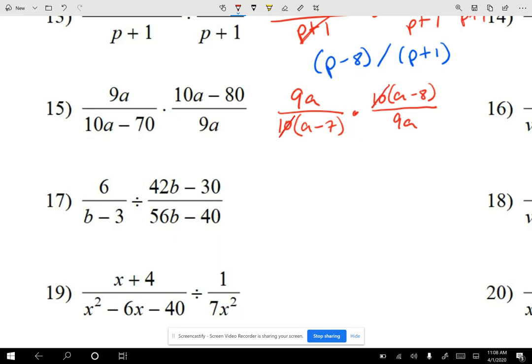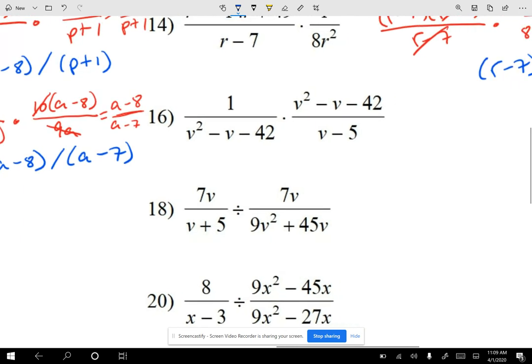Now this 10 with this 10 cancel out. Remember, I have to choose one from the top, one from the bottom. This 9 from the top with this 9 from the bottom cancel out. So I have a minus 8 over a minus 7. I cannot cancel those a's because a minus 8 is a whole thing. When there's a plus or minus, I have to cancel a minus 8 altogether, not just the a, the whole thing. So that's what I get. The way I will type this, open parentheses, a minus 8 over a minus 7.